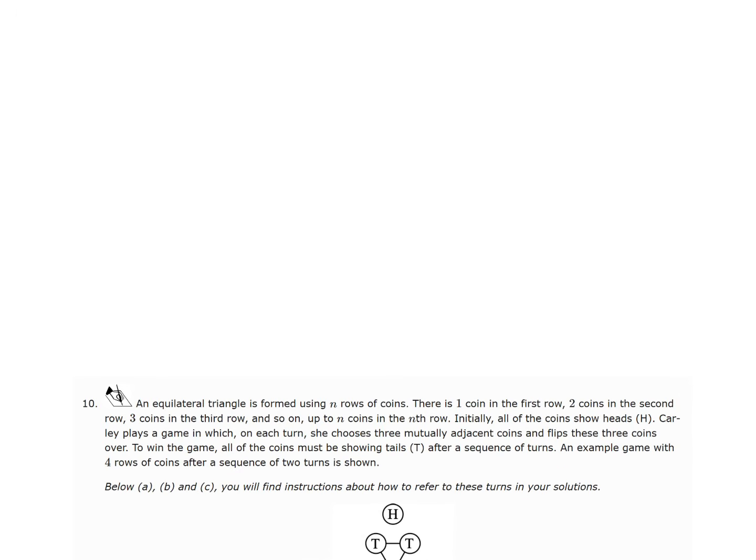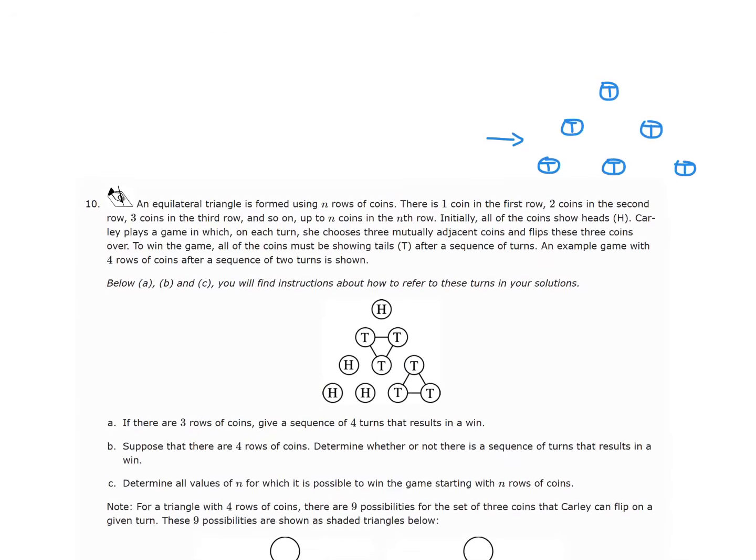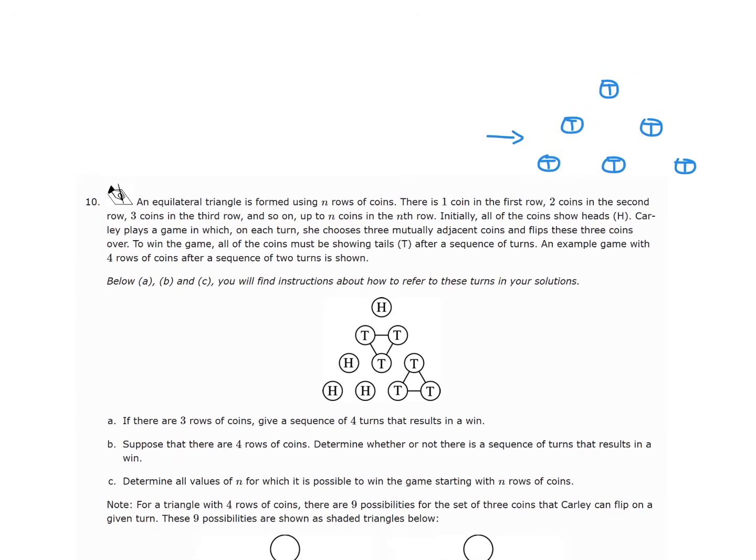So they basically want me to go from this, which initially they're all heads, right? So they want me to go from that eventually to all tails. And so that it would finally be like this. Is that what they're asking for? Let me just double check. Yeah, 3 rows of coins give a sequence of 4 turns.